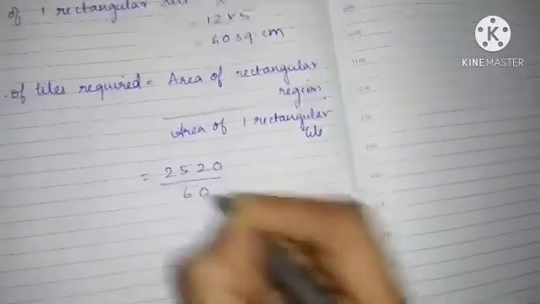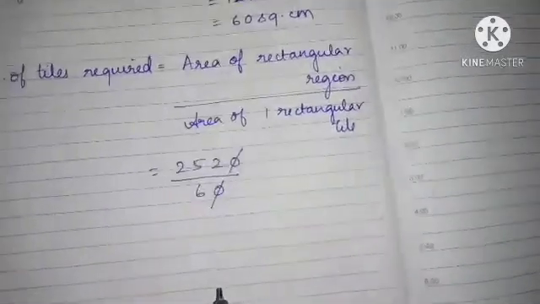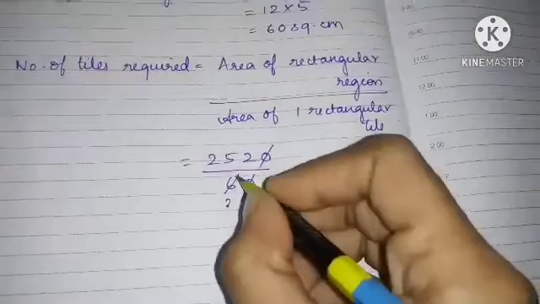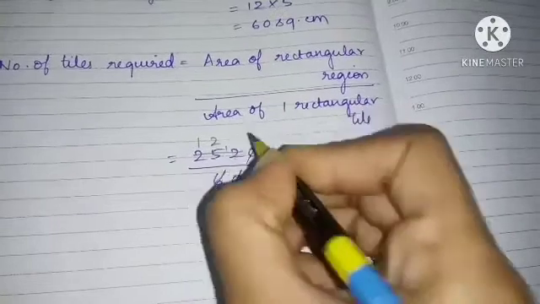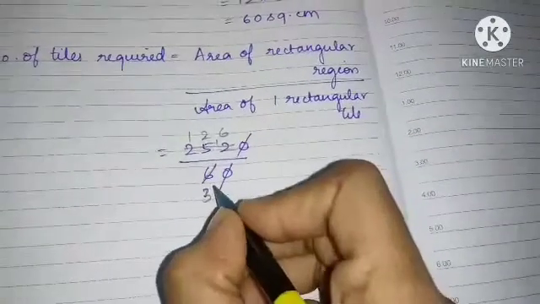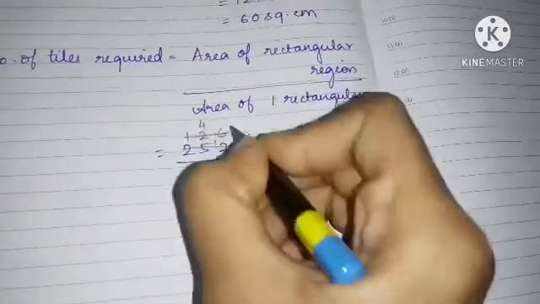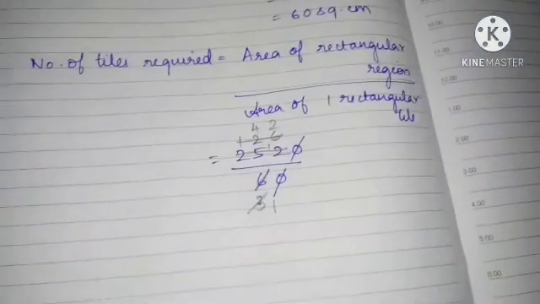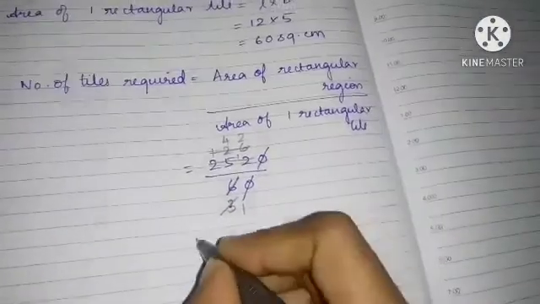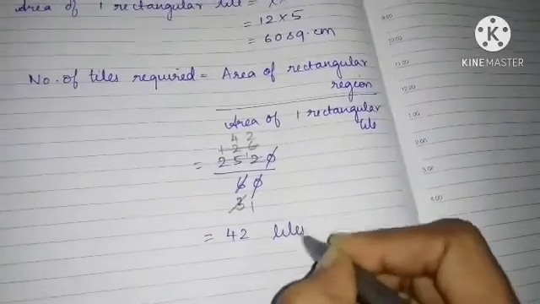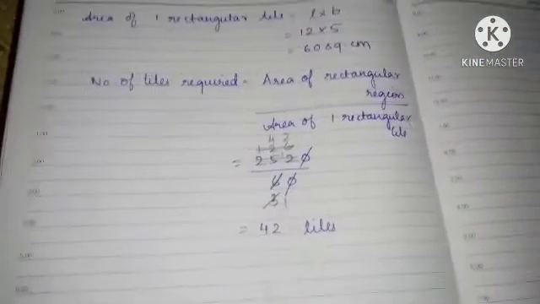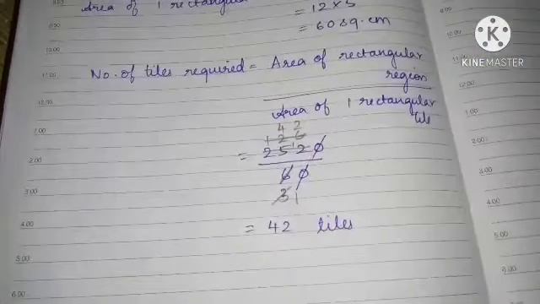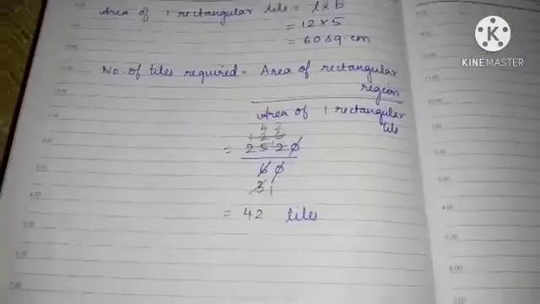2520 divided by 60. 0 0 cancel. Cancelling in two table, 2 3s are 6, 2 1s are 2, 2 2s are 4, 1, 2 6s are 12. Then in 3 table, 3 4s are 12, 3 2s are 6. So what is the final answer, children? 42, right? So 42 tiles are required to tile that rectangular region. This is the last problem from this exercise.